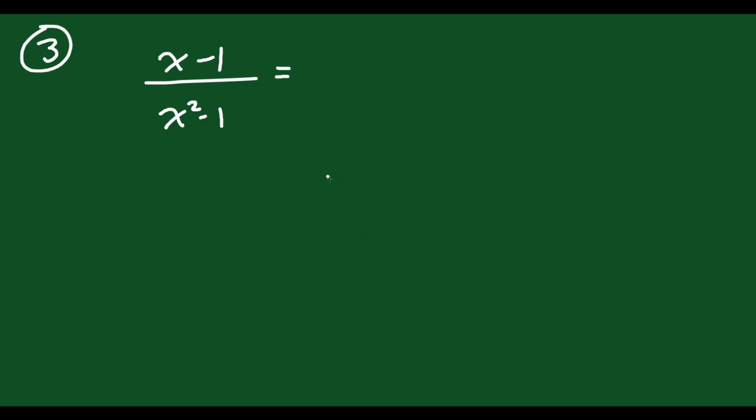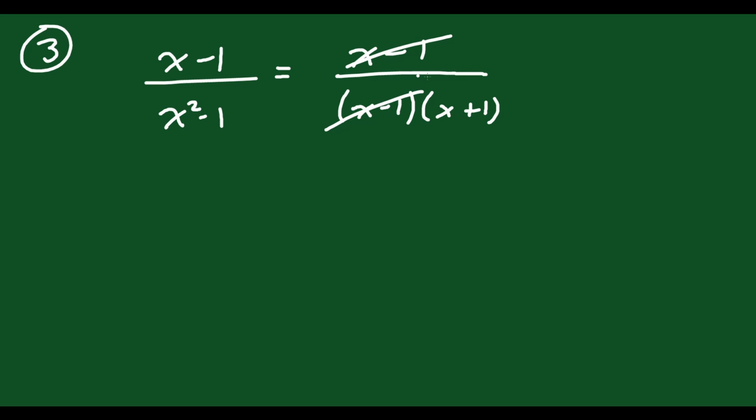Well, what you're going to want to do is you're going to want to try to factor. And that's a key theme throughout these questions, is you're going to try to factor everything that you have. So the top is just x minus 1. The bottom is a difference of squares, right? So the bottom is x minus 1, x plus 1. From here you can cancel your x minus 1s, right? And then you're going to be left with 1 over x plus 1.